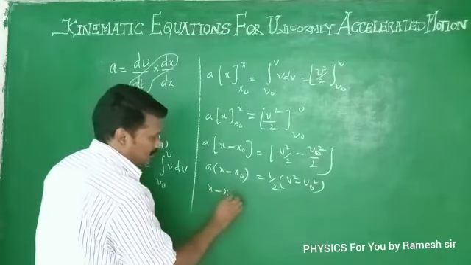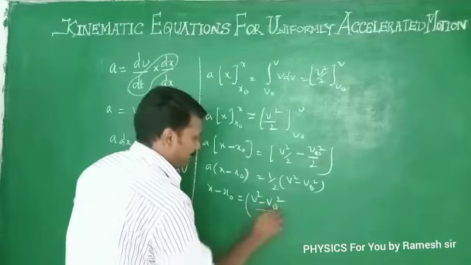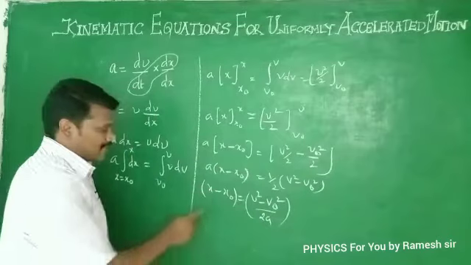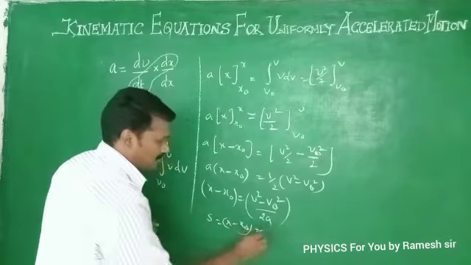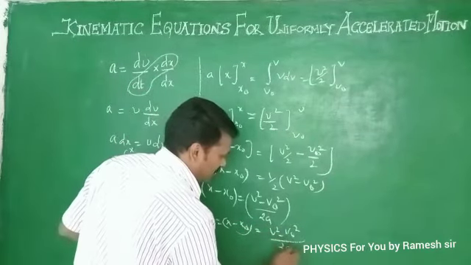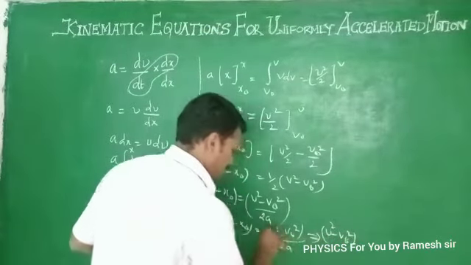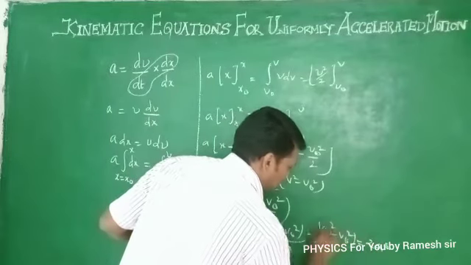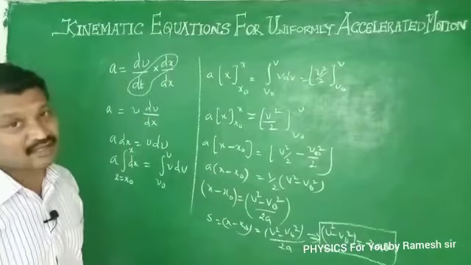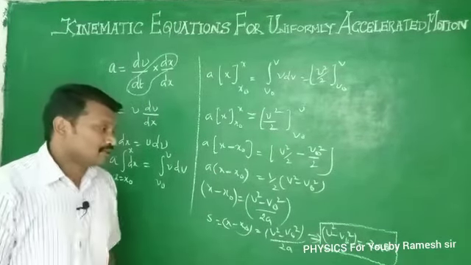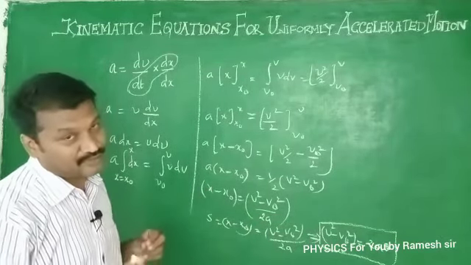Or x minus x naught equals (v square minus v naught square) by 2a. So x minus x naught may be written as displacement s. So s equals x minus x naught equals (v square minus v naught square) by 2a, or v square minus v naught square equals 2as. This equation relates displacement, acceleration and velocity. So if time is not given, we can use this formula. If time is given, we can use s equals v naught t plus half a t square.